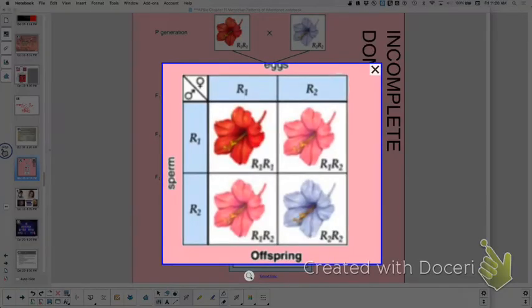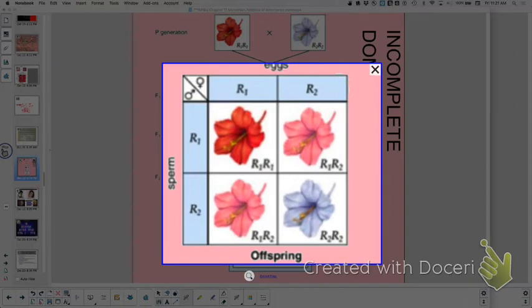R1, right? R1, R2. But so is the phenotype: 1 red, 2 pink, 1 white. So if you do a cross and both the parents have the same, let's say, phenotype, but then all of a sudden when you cross them you have 3 phenotypes, that's a sign, oh okay, each genotype has its own unique phenotype, and that would be incomplete dominance.